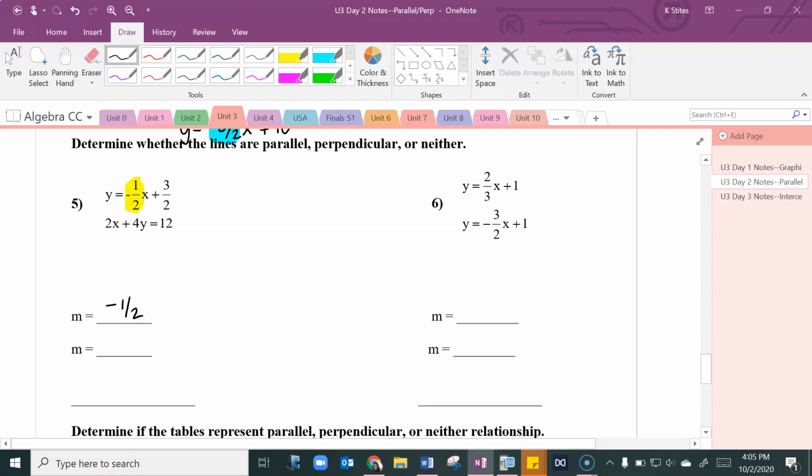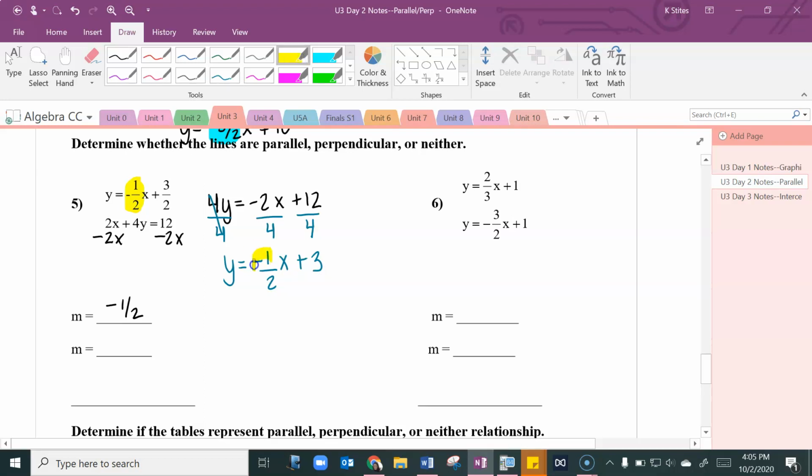This second equation, we can't yet determine what the slope is because we haven't solved for y. So we will have to do that first by subtracting our 2x over. Again, you want to put a -2x plus 12. And then we will have to divide by our 4 on both sides. -2/4 math fracs to -1/2. Don't lose your x. Plus 3.